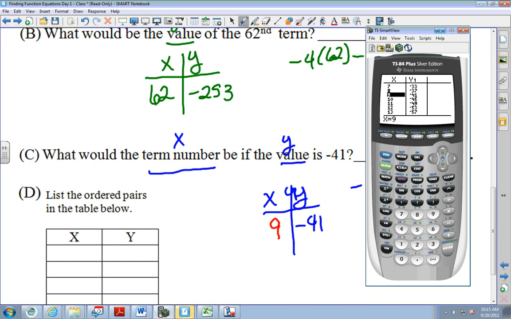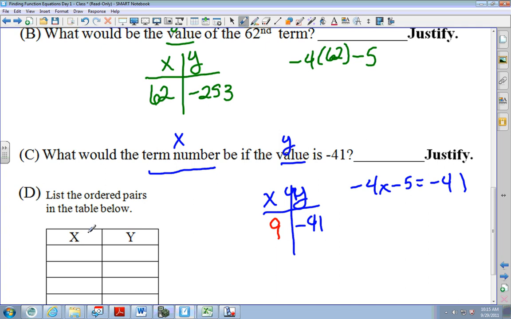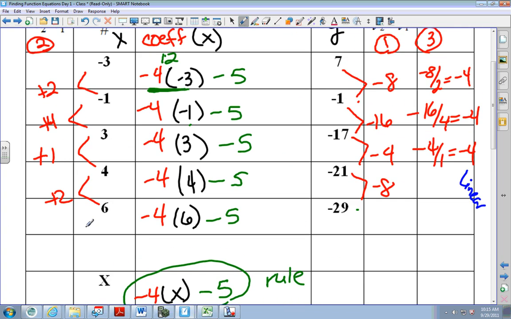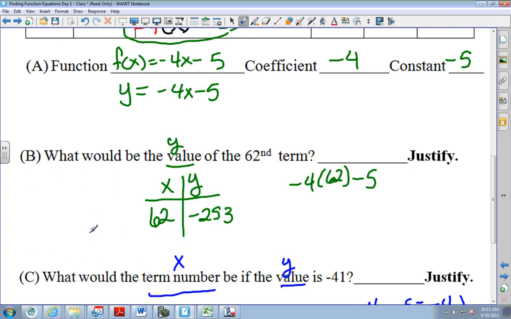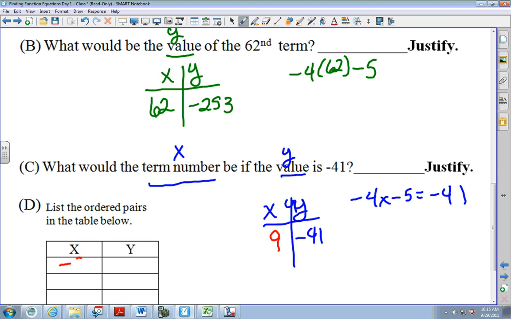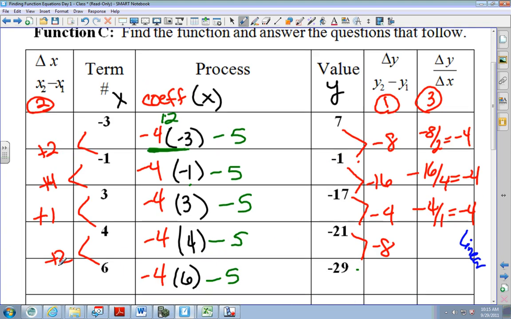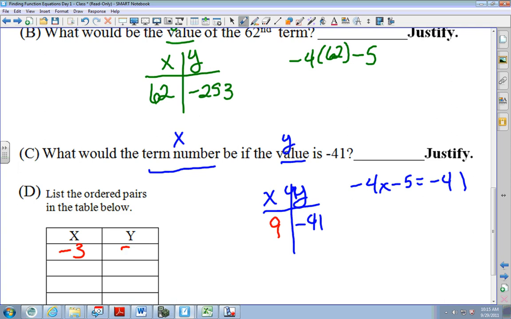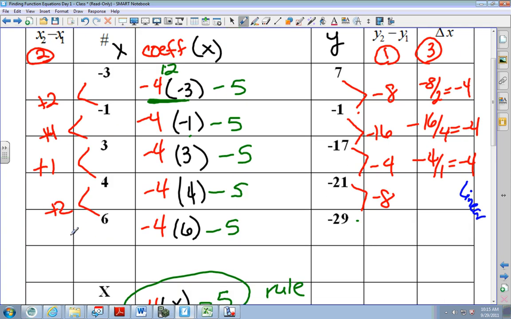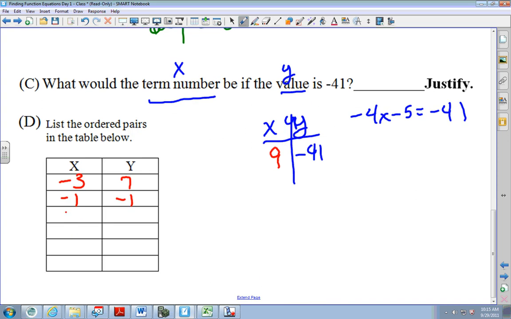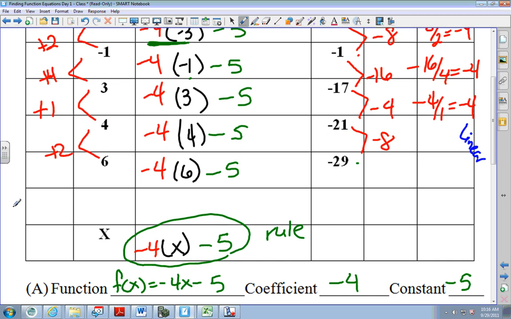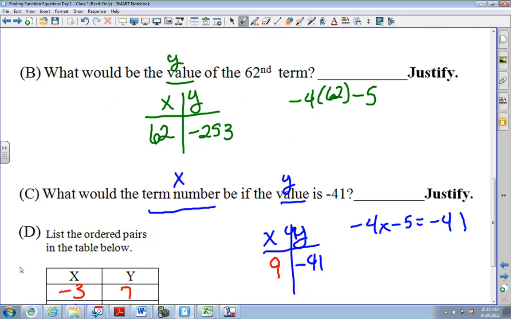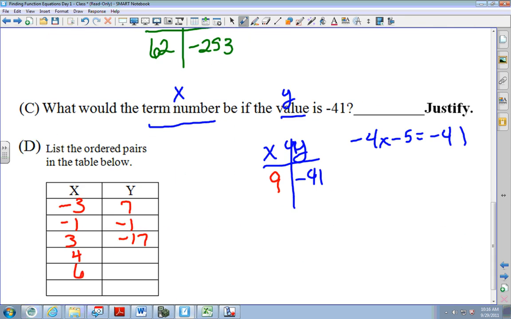Now, the last thing they have on here is list your ordered pairs. All they want you to do is write these ordered pairs, the x, then the y. So I've got negative 3, 7. Negative 1, negative 1. 3, negative 17. The next one up here, 4 and negative 21, and 6 and negative 29.